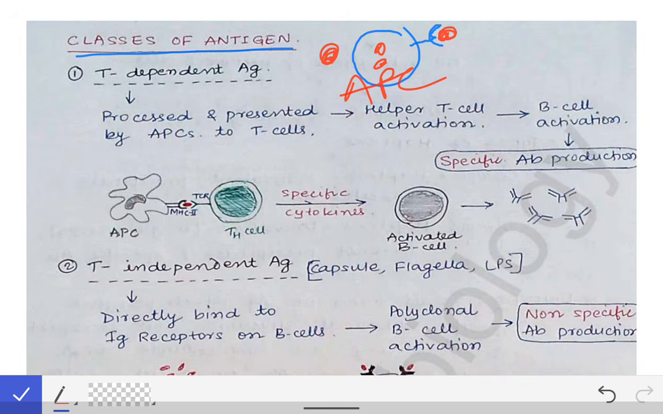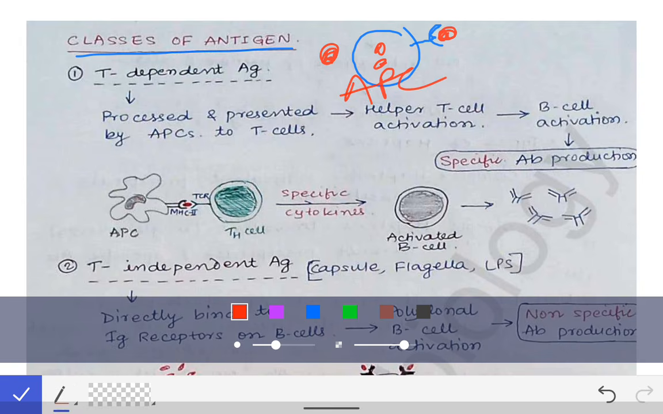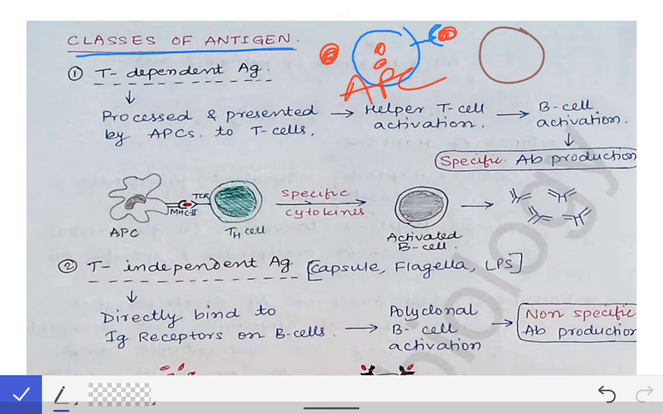Now, to whom do they present this antigen? This presentation is done to the T cell, and there is a T cell receptor. To the T cell receptor, these MHC2 molecules loaded with the antigenic fragments present the antigen, and then this T cell gets activated and produces different types of cytokines that cause the activation of the B cells, and the B cells produce the antibodies. This is in short the whole immune response process. Now we will read the classes of antigen one by one.